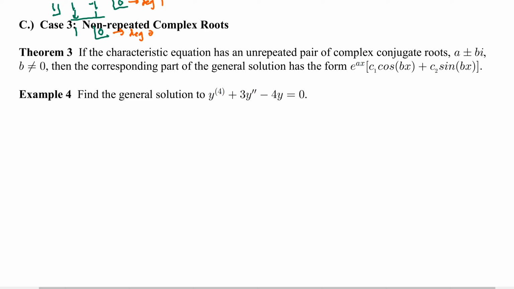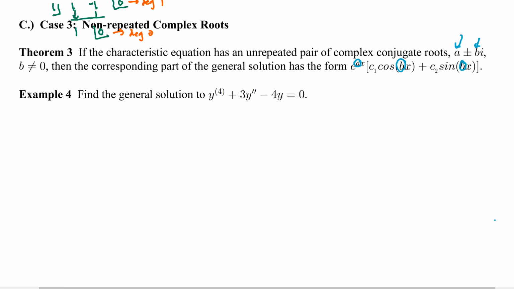The way we express the part of the general solution corresponding to complex conjugate solutions is given by Theorem 3 in your textbook. If the characteristic equation has an unrepeated pair of complex conjugate roots, a plus or minus bi, where b is not equal to 0, then the corresponding part of the general solution has the form e to the ax, so I'm going to take the real part and make that the coefficient of x in the exponent, times arbitrary constant c sub 1 times cosine of bx. Notice b comes from the imaginary part of my complex number, plus arbitrary constant c sub 2 times sine of bx. This is related to Euler's formula, and again, we're not proving or deriving anything here.